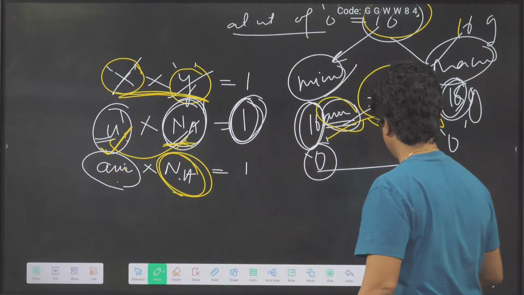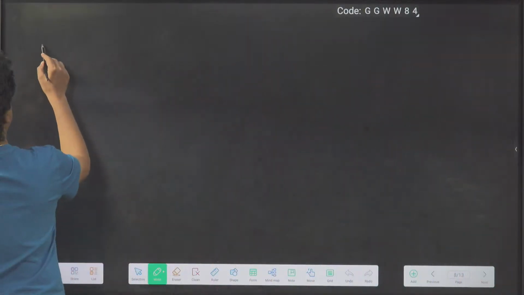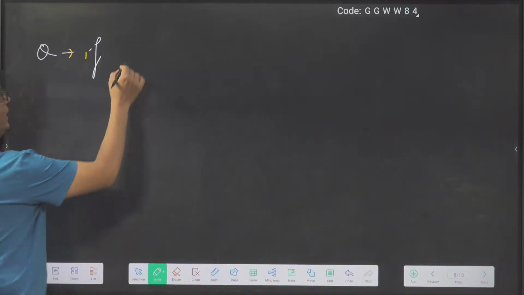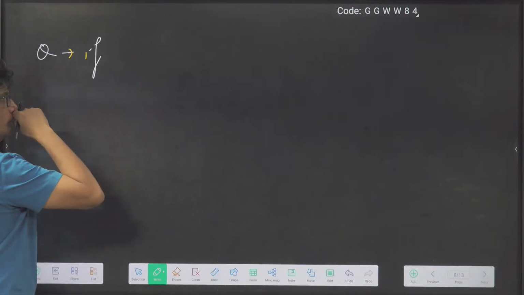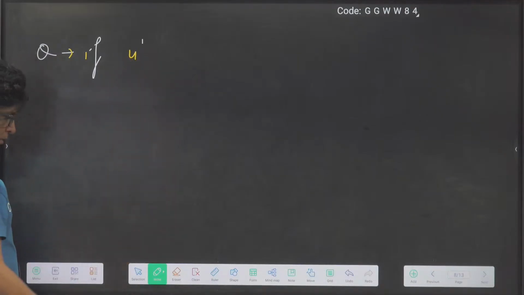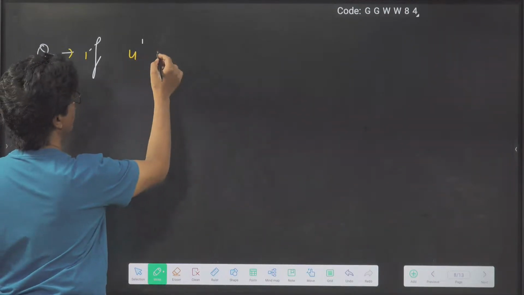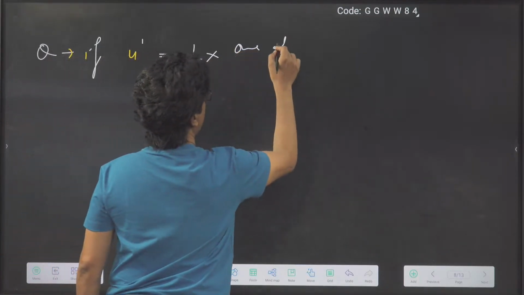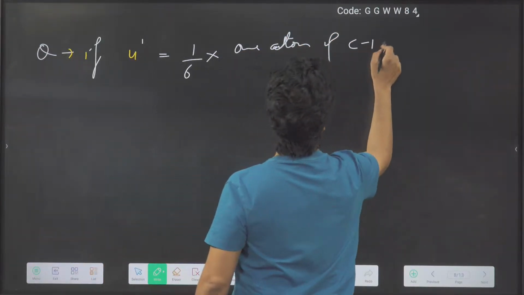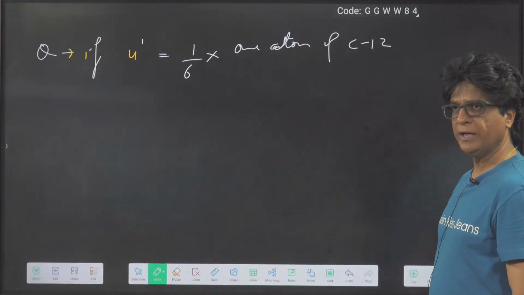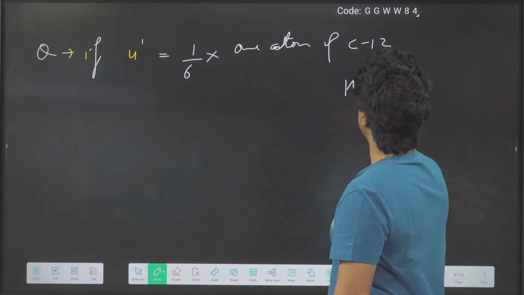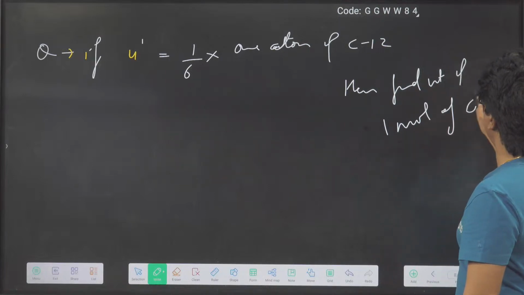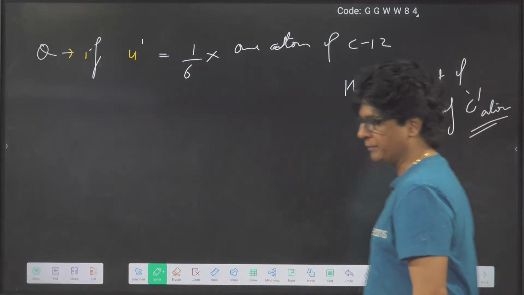Yes or no? So let me ask you one question now. That question says that if U dash, the new AMU, is equal to 1/6 of one atom of carbon 12, then find the weight of 1 mole of carbon atom.